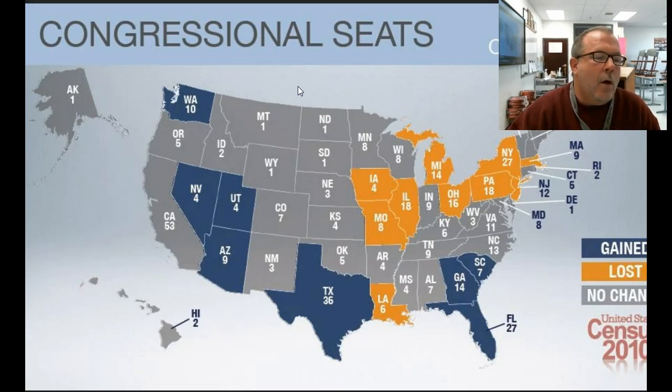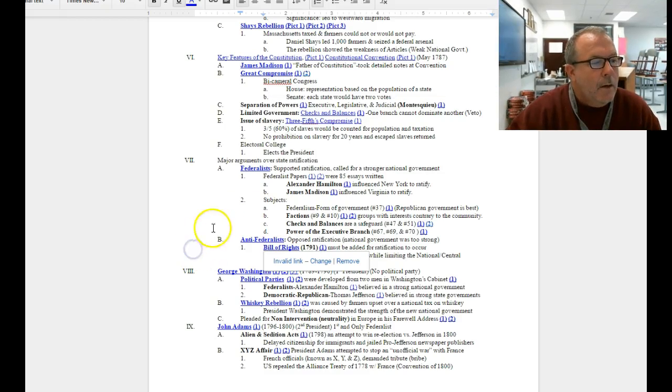The argument by the large states, and here's a census map of the United States in 2010, the argument by the large states is that they had more population, they paid more in taxes, so they should have more of a say-so. The small states argued that that was not necessarily the case and that each state should have an equal vote, very similar to the way the Articles had been written.